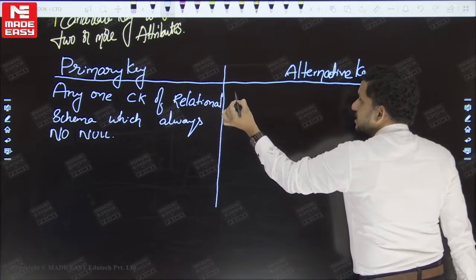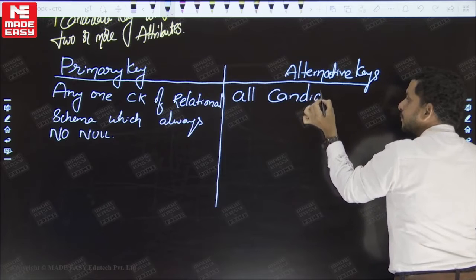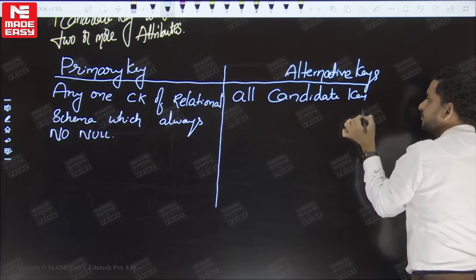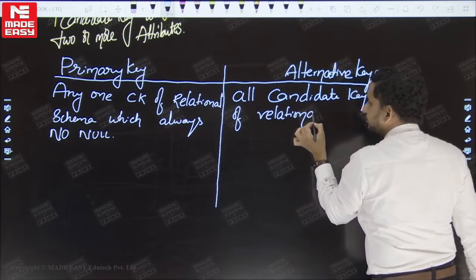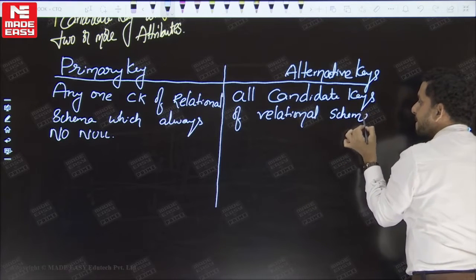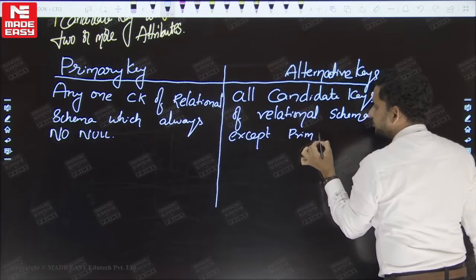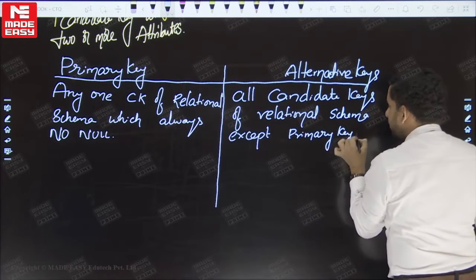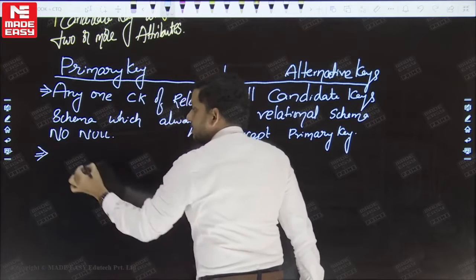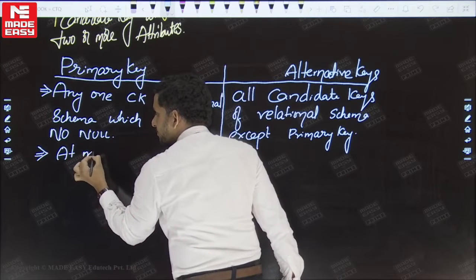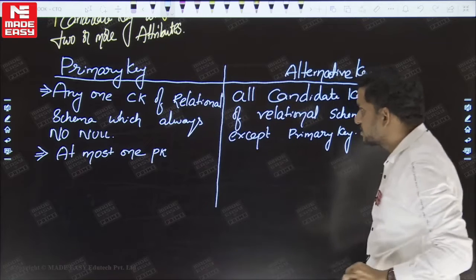So alternative keys are all candidate keys of the relational schema except the primary key. Obviously, primary key is at most one for any relational schema. At most one primary key is allowed for any relational schema.